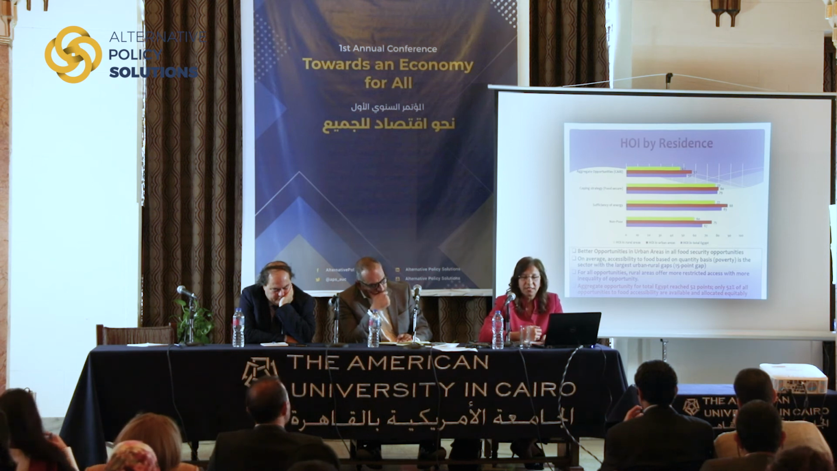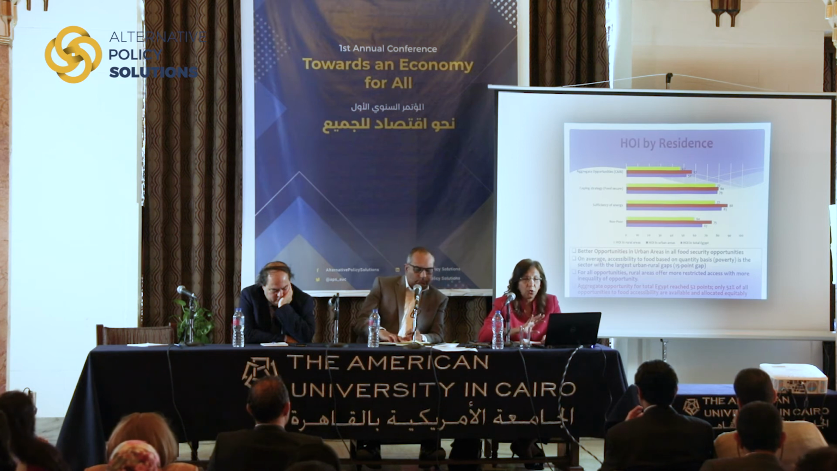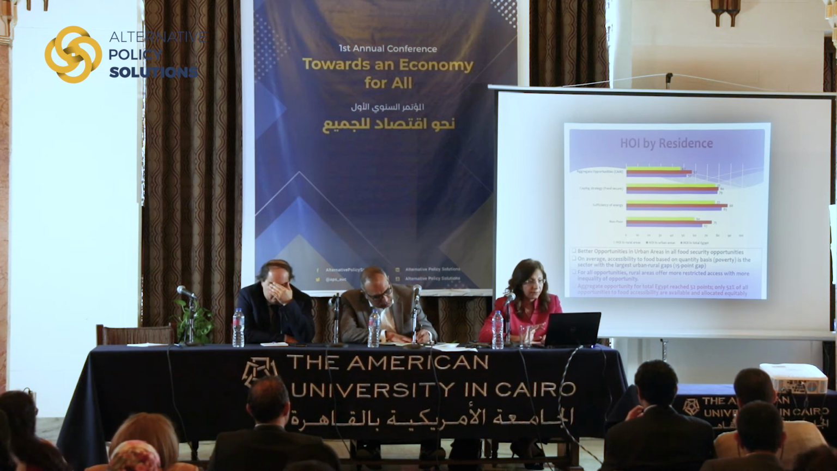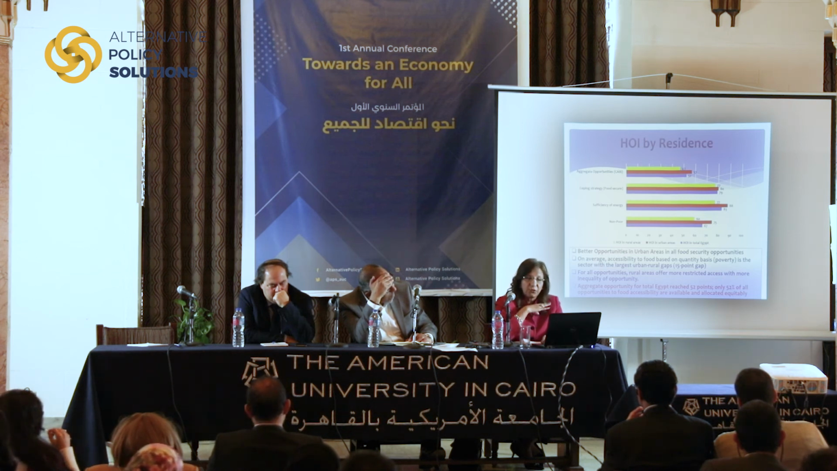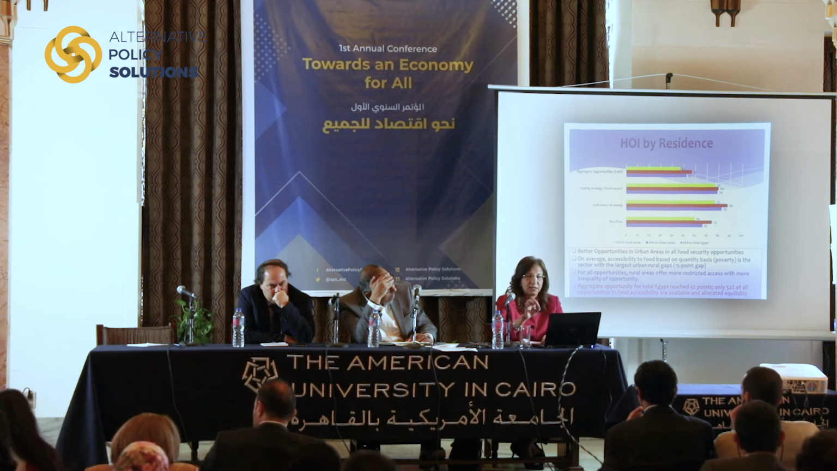This is the Human Opportunity Index by residence. We found better opportunities in urban areas, in all food security opportunities. On average, accessibility to food based on a quantity basis, which is poverty, is the sector with the largest urban-rural gap. We have a 15 point gap between urban and rural in the non-poor, or poverty, opportunity. For all opportunities, rural areas offer more restricted access with more inequality of opportunity.